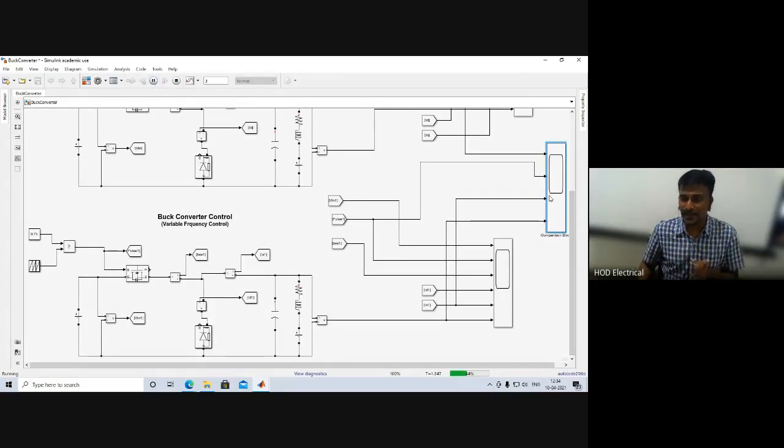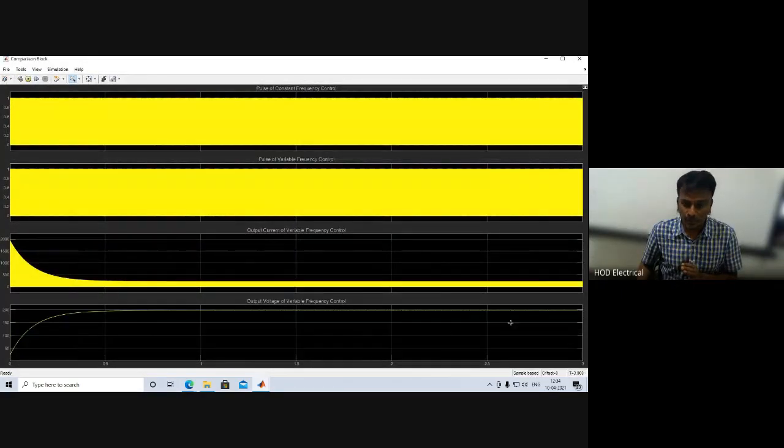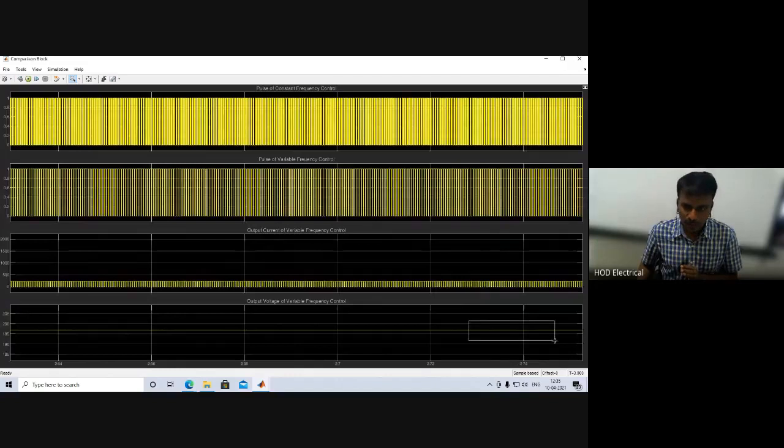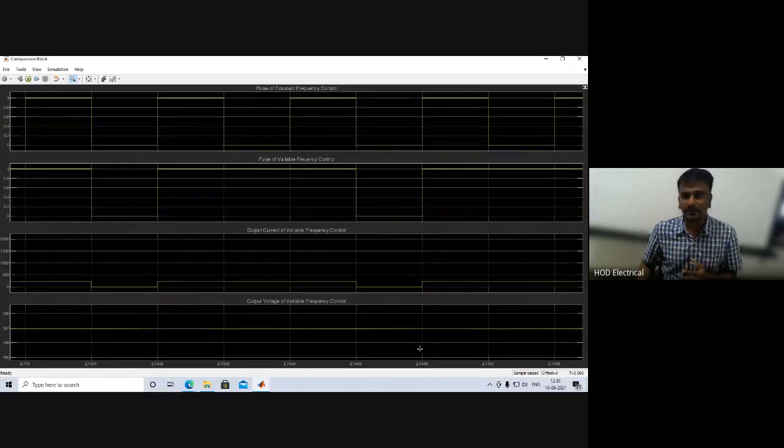Previously our output voltage was 164 volt. Please check this output voltage now. This output voltage is 198 something, 197. This is what we can very clearly understand: if the switching time increases, that means the switching frequency reduces, and if the on time increases, automatically we can increase the output voltage. At the same time, if the switching frequency reduces, that means switching time increases, and if we increase the off time, automatically our output voltage will reduce.